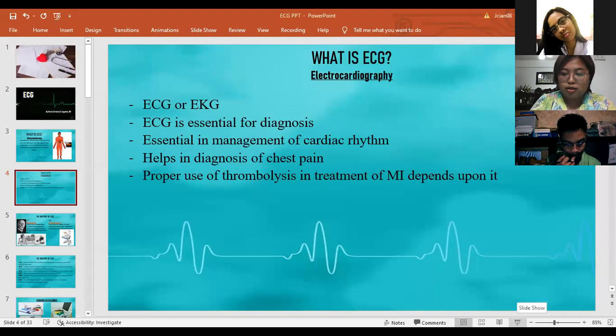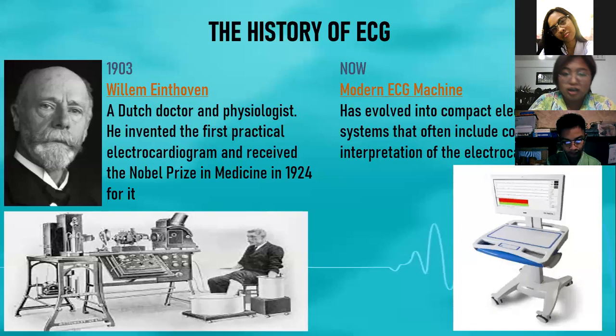So, saan nga nagmula ang ECG? Ang galing nung nag-invento nito. In 1903, Wilhelm Einthoven, a Dutch doctor and physiologist, invented the first practical electrocardiogram and received the Nobel Prize in Medicine in 1924 for it. But now, the modern ECG machine has evolved into compact electronic systems that often include computerized interpretation of the electrocardiogram. Computerized na siya, pero dati-dati, ang dami pang machine-machine.